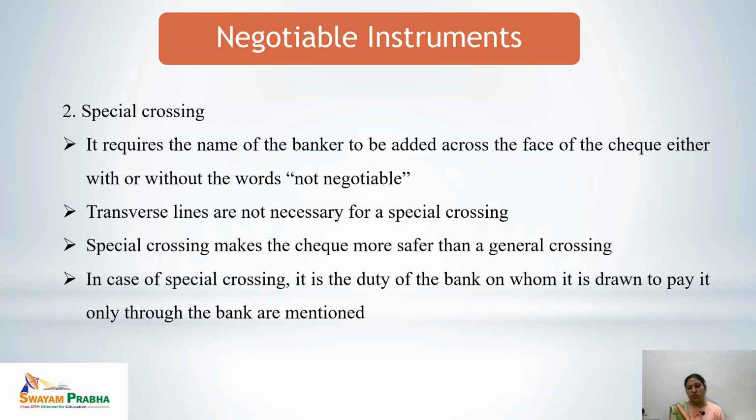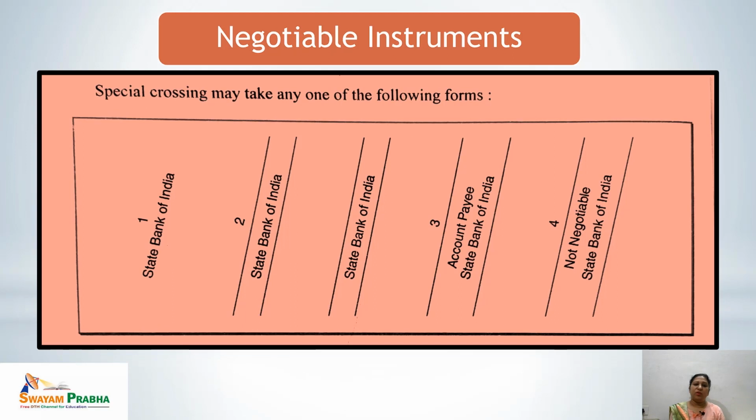As in the case of general crossing, it is upon the will of the holder of the check to choose the bank. But in case of special crossing, the banker is mentioned, so it would be cleared only through the specified banker mentioned on the check. So this is the format of the special crossing. In the first case, only the name of the bank is mentioned, that is State Bank of India. In the second case, it is mentioned within the two transverse parallel lines, that is State Bank of India. The third one is similar.